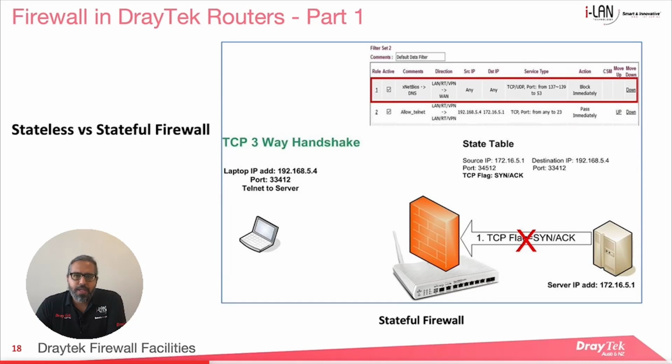So what happens if the server sends a TCP flag SYN and ACK first? What will the DRATEC router decide to do with it? Since the DRATEC router is a stateful firewall, it will check its state table to see if a TCP flag SYN has been received before allowing the data through. Otherwise, the connection will be dropped.